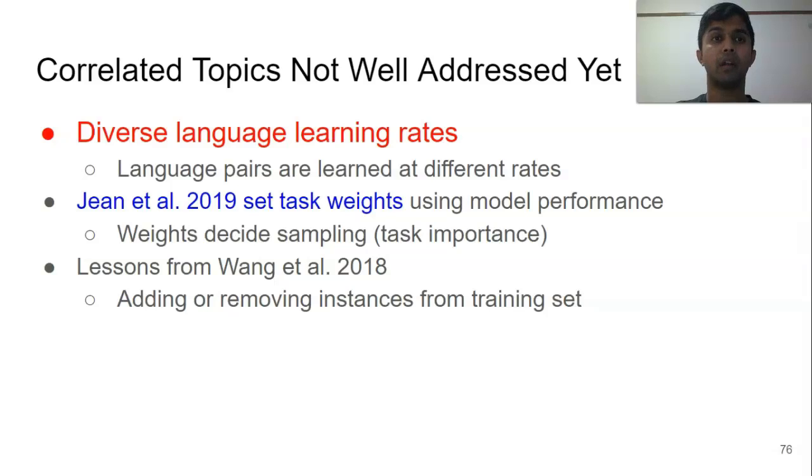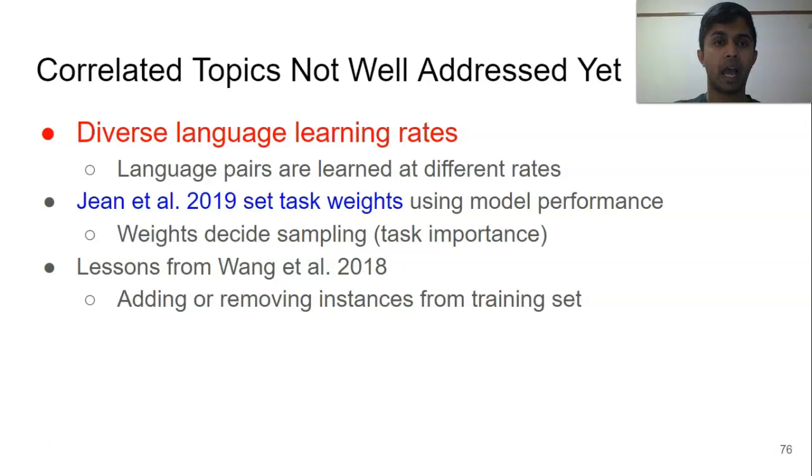With regard to multilingual neural machine translation training, there are some correlated topics which have not been well addressed yet. In particular, the aspect of diverse language learning rates. We know that language pairs are learned at different rates. In other words, when we do multilingual neural machine translation training, we concatenate all the corpora and train till convergence on a particular metric. But this does not address the fact that certain language pairs have already been learned significantly and we do not need to iterate over the corpora for those particular language pairs.